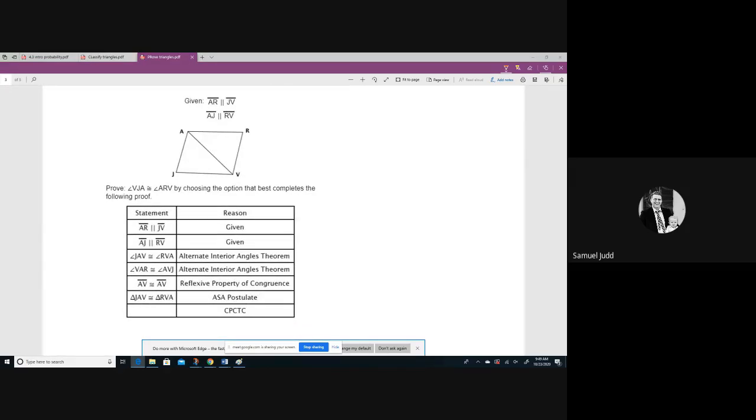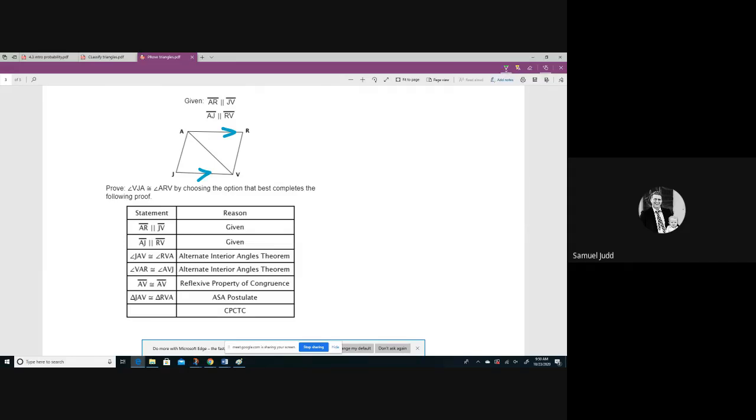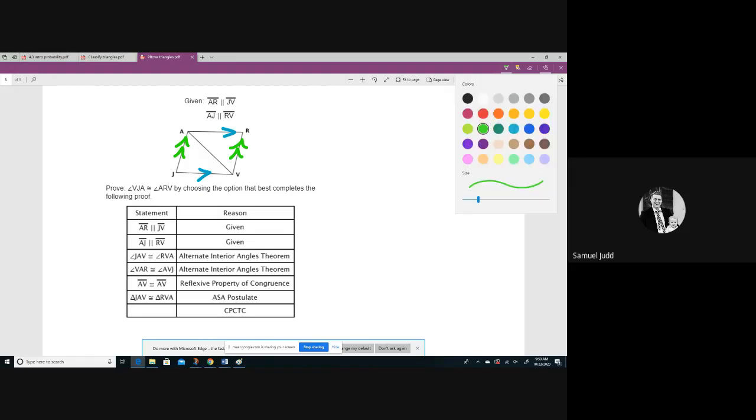All right, let's work another one. So here we're given pairs of parallel lines. We're given that AR is parallel to JB. And we are given that AJ is parallel to RV. Now the reason I'm using two arrows there instead of just one is because I'm keeping a distinction between which parallel lines are parallel to each other, even if it's obvious in this picture, because the non-parallel lines are intersecting each other, still got to do it.